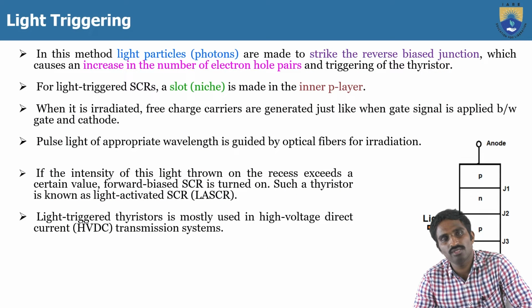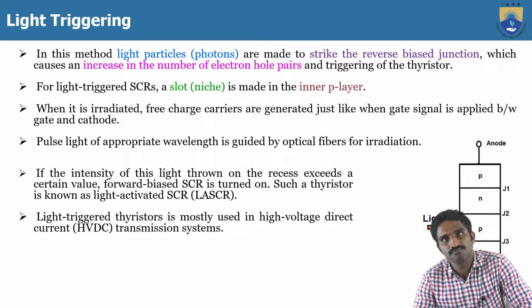And the next methodology is light triggering. In temperature triggering, with the help of temperature, we turn on the thyristor. And in dV by dt triggering, with the increase in dV by dt, we turn on the thyristor. Similarly here, by using light rays, or light particles, we are going to turn on the thyristor. Here is how we are going to discuss it.